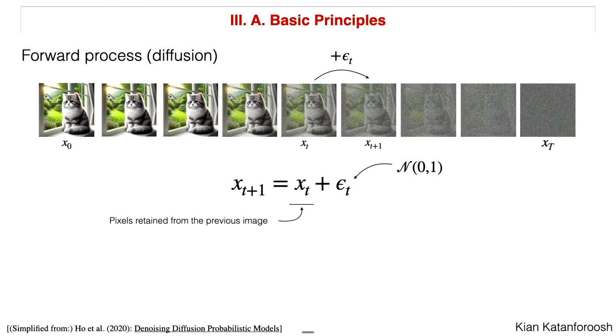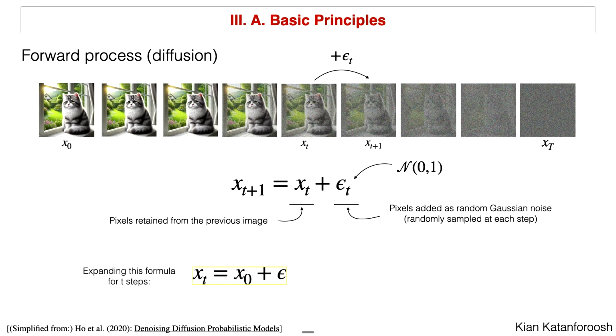xt is essentially the pixels that are retained from the previous image. In practice, it's slightly more complicated than that. I'll show you at the end how it is in practice, but essentially xt plus 1 is equal to some pixels from the previous image and then additional pixels that are Gaussian noise. And by the way, the noise is not the same at every time step. You sample Gaussian noise randomly at every time step, obviously.